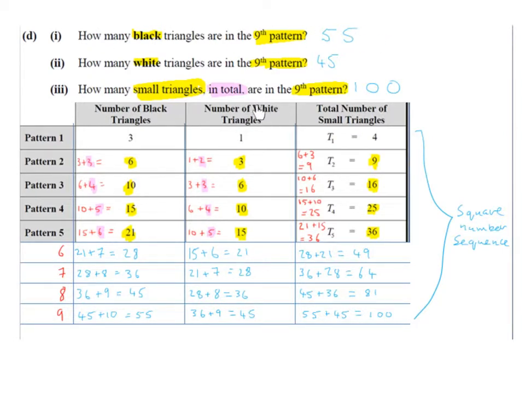Then for the white triangles, we started with 1 white triangle in the first term. We added on 2 to get 3, added on 3 to get 6, added on 4 to get 10, added on 5 to get 15. So then we're going to add on 6 to get 21, add on 7 to get 28, add on 8 to get 36, and add on 9 to get 45. So we went 2, 3, 4, 5, 6, 7, 8, and 9. So there's 45 white triangles in the ninth pattern.